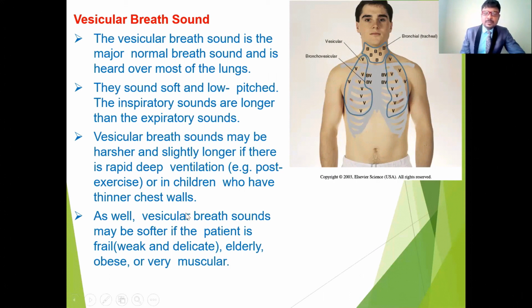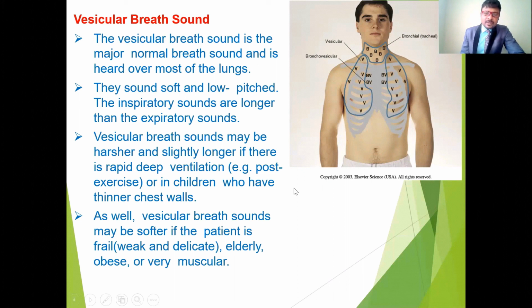These vesicular breath sounds may be harsh and slightly longer if there are rapid, deep ventilations. For example, if anybody works out or exercises, these sounds are going to be longer and harsher than the remaining breath sounds. They are most commonly heard post exercise. Also, in children, who have a thinner chest wall, these sounds are harsher and a bit louder.